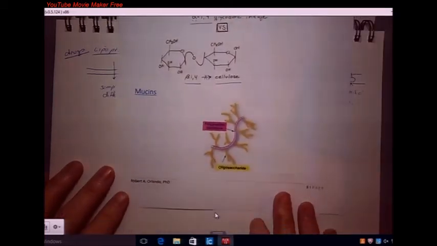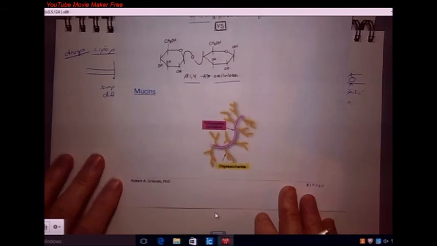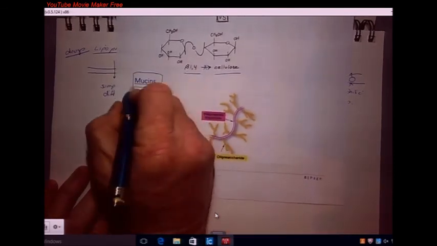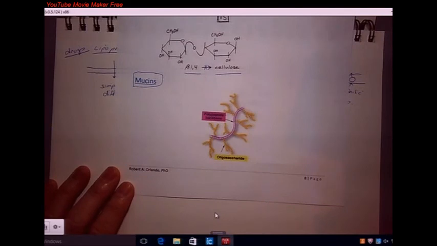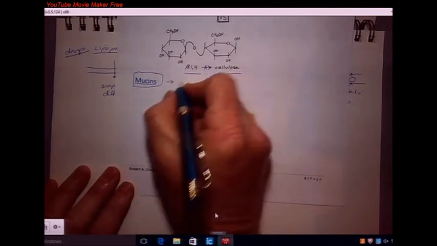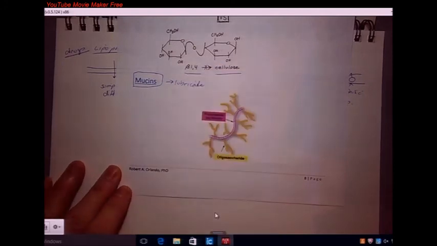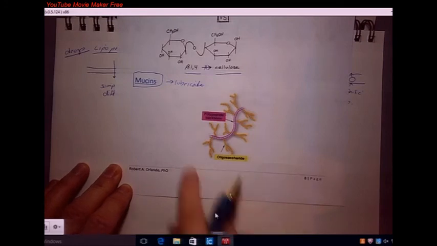Okay, another major protein in salivary secretions is mucin. And the purpose of mucin is primarily to lubricate the food. So it's going to lubricate the food, and lubricate the esophagus to make sure that food passes down very quickly.